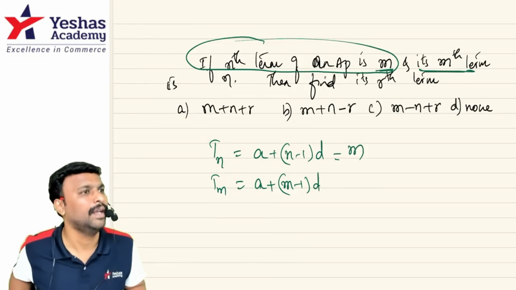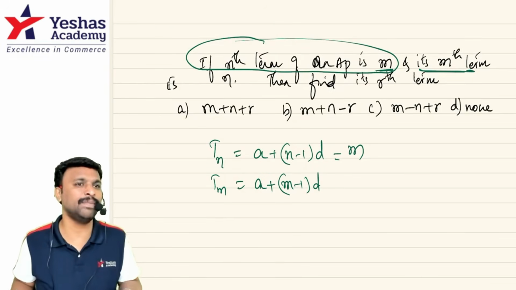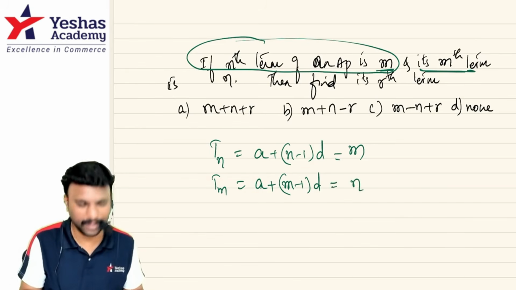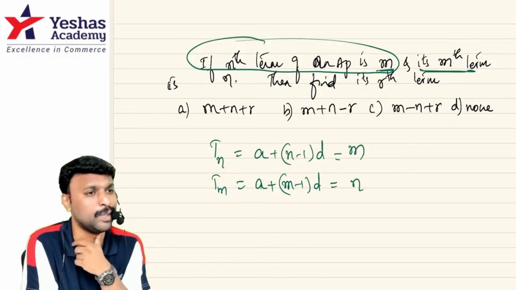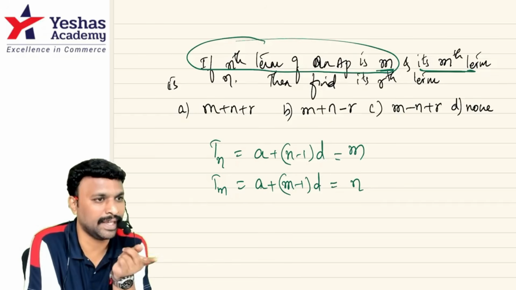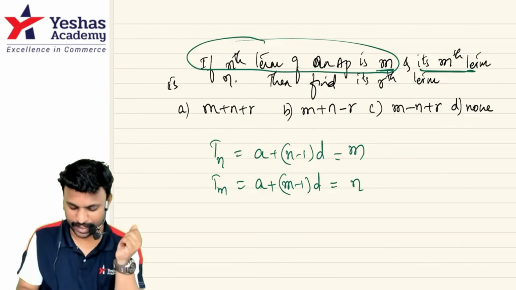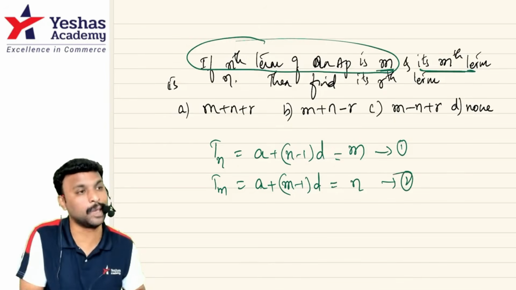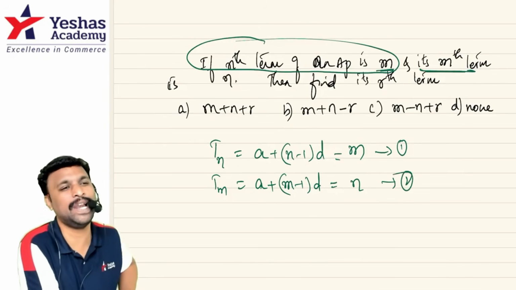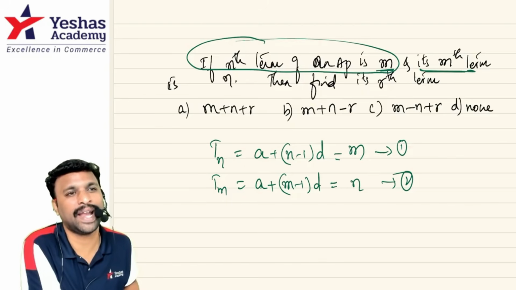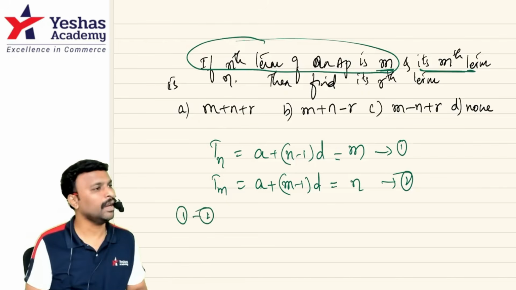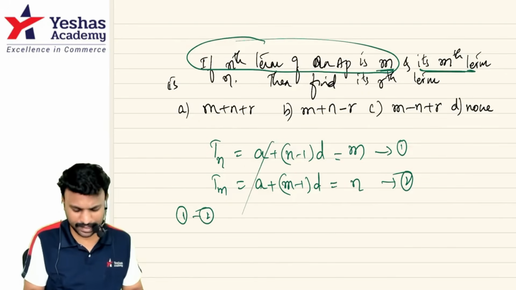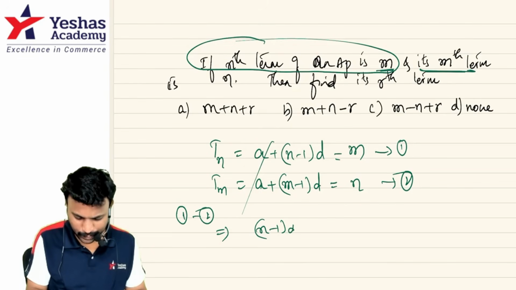Are you getting it? If the nth term is Tn, the mth term is Tm. What is that equal to? n. I have got how many equations now? Two equations with two unknowns, A and D. A is the first term, D is the common difference. How do I see which one is easy to eliminate? A. By doing what can I eliminate A? Subtraction, 1 minus 2. If I do 1 minus 2, A and A will get cancelled. I'm left with n minus 1 into D minus m minus 1 into D is equal to what?